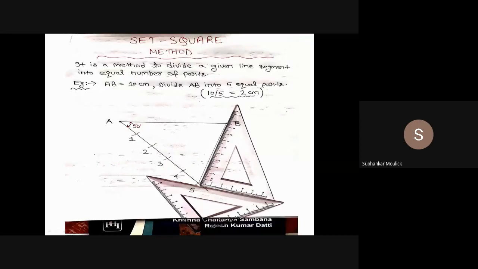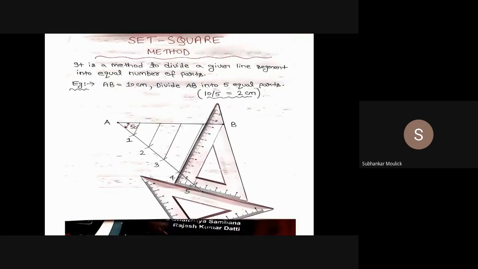So if you do this till the first arc point, you will get these kind of lines. So now you can name it. If this is point 1, say this is 1 dash. If this is 2, this is 2 dash. If this is 3, this is 3 dash. If this is 4, this is 4 dash. If this is 5, this is 5 dash.